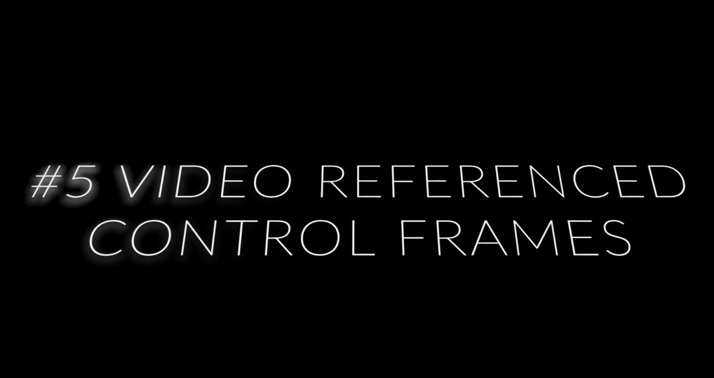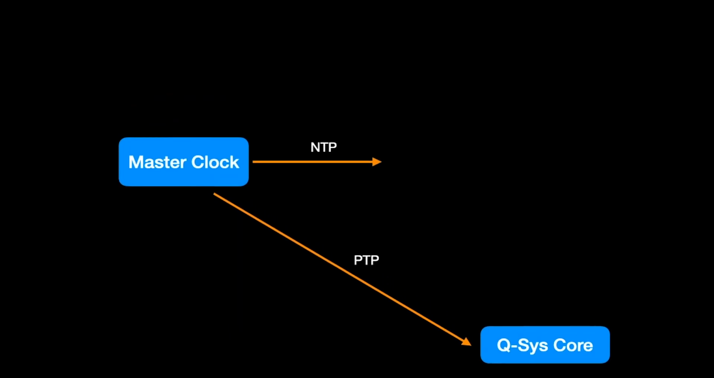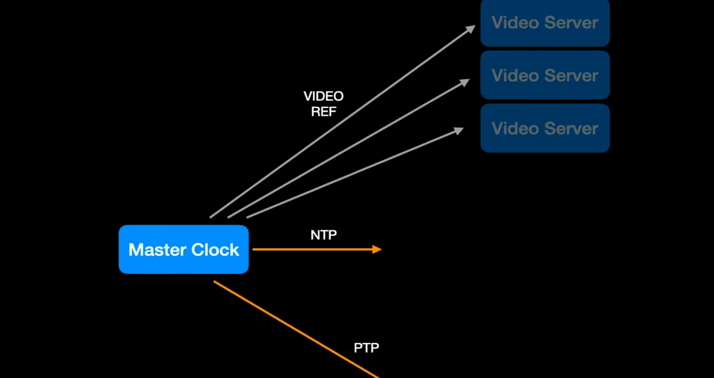Number 5. The control frames of Q-Sys can sync to video reference. Did you ever wish your Q-Sys core could react to commands that you send it on the video frame edge? It's fairly well known that the Q-Sys core frame clock runs at 30 frames per second, but it typically aligns to when the core first started up. The control frame clock can sync to an external master clock that's providing PTP to your Q-Sys core, and is also providing 30 frames per second video reference to your video servers. This then allows you to command your Q-Sys core on the frame edge.